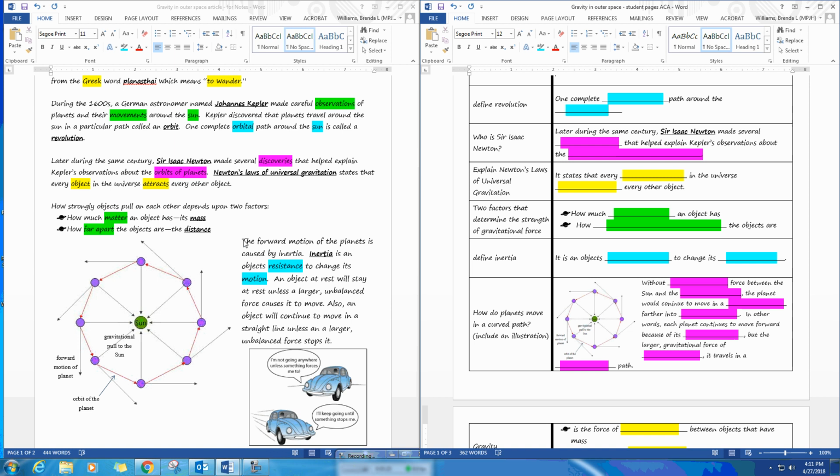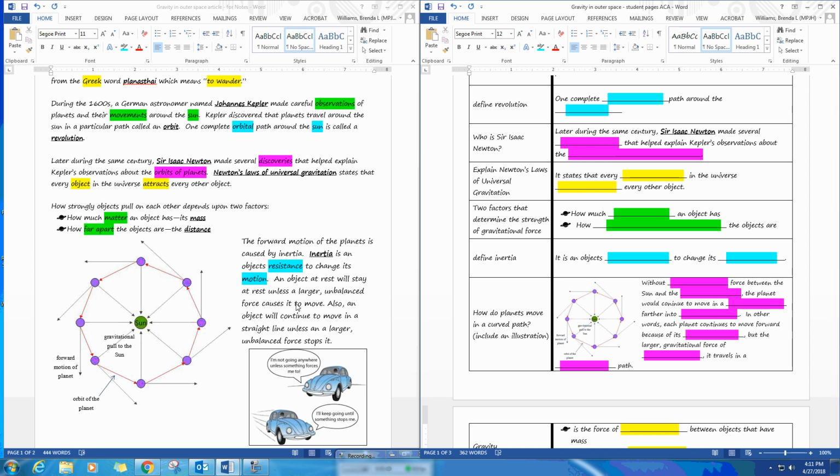Next paragraph. The forward motion of the planets is caused by inertia. Inertia is an object's resistance to change its motion. An object at rest will stay at rest unless a larger, unbalanced force causes it to move. Also, an object will continue to move in a straight line unless a larger, unbalanced force stops it.